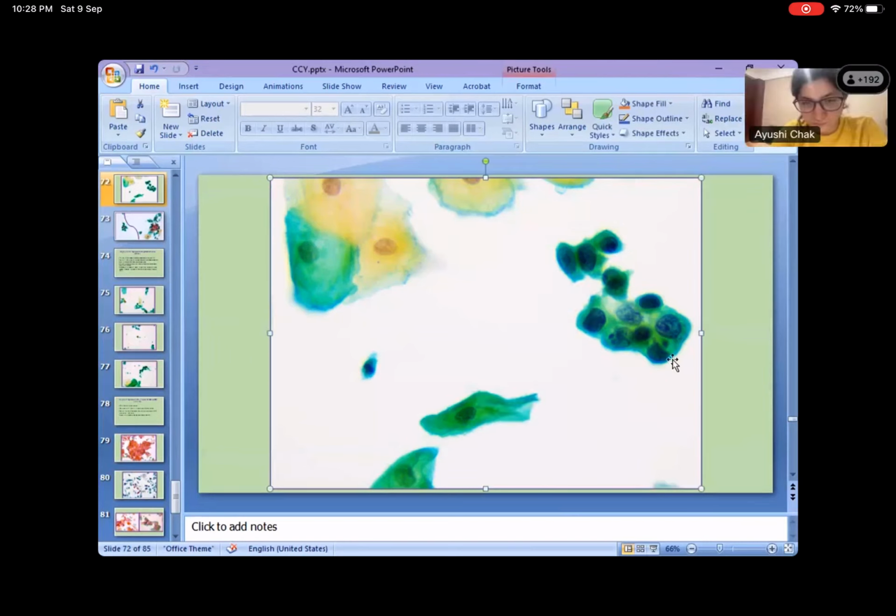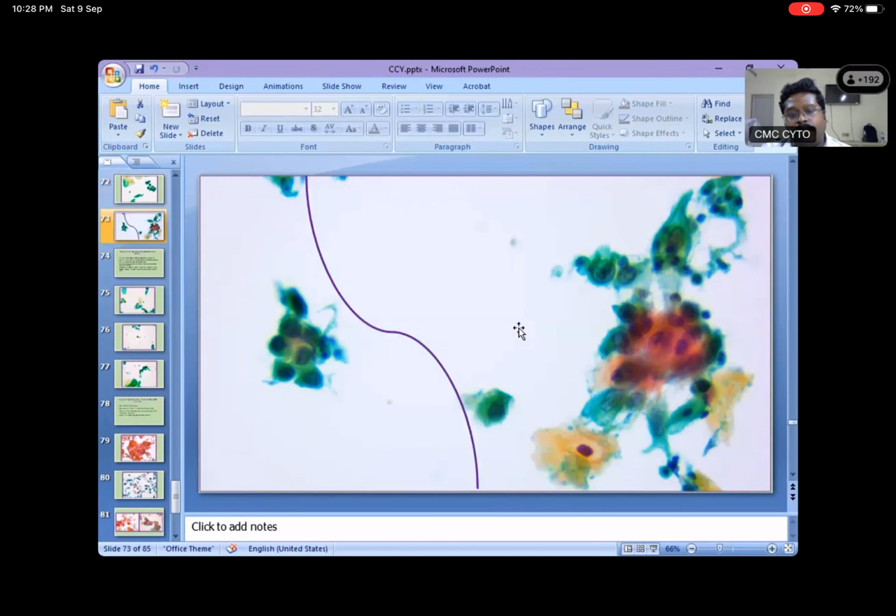So this one, Dr. Vinod, this cluster. Yes, the parabasal cell cluster, sir. This is the high N/C ratio, the coarse chromatin, and irregular nuclear membranes, right? Okay. So about this one, we'll concentrate on this high-grade cluster. Yes, sir. Similar findings, right?